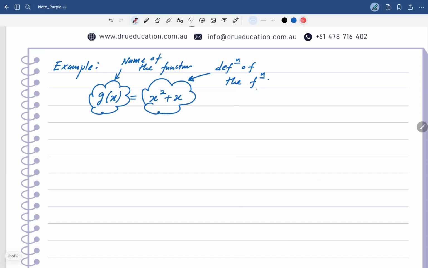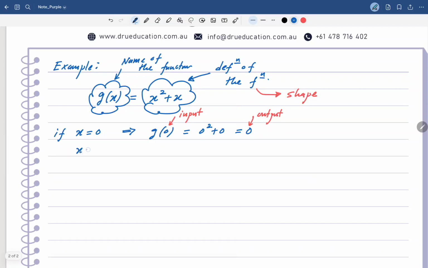Why is the definition important? Because it gives you the shape. Now think about this. If x is equal to 0, let's see what we will get. G of 0 is equal to 0 squared plus 0, which is 0. So this tells you that if the input is 0, the output is 0. So it's a different output.